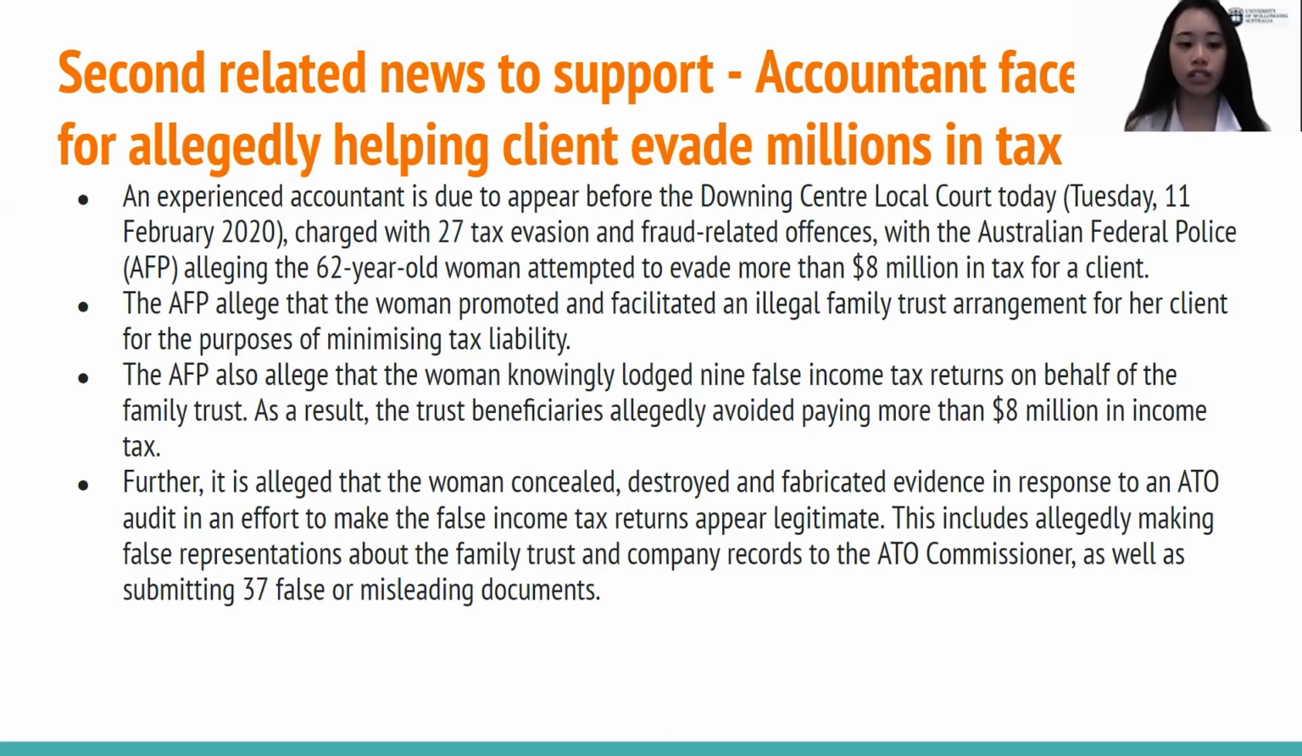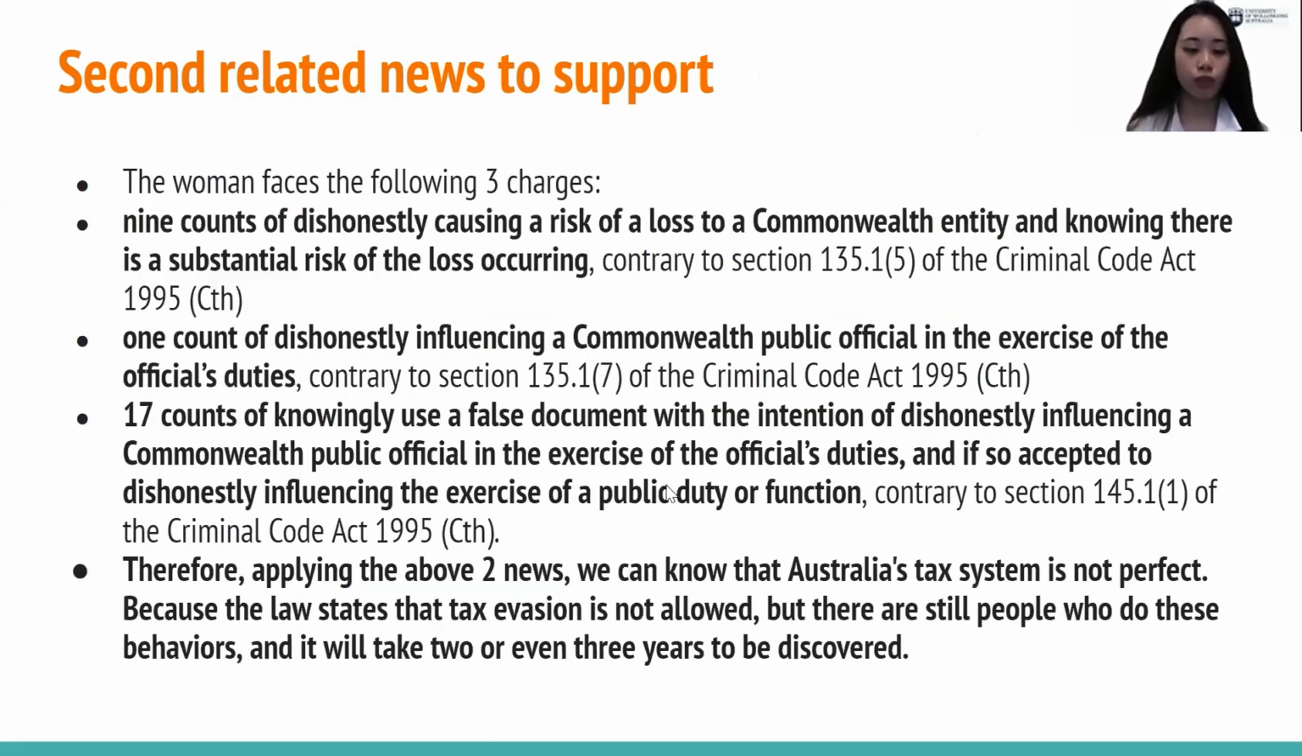This includes allegedly making false representations about the family trust and company records to the ATO Commissioner, as well as submitting 37 false or misleading documents. The woman faced the following charges: 9 counts of dishonestly causing a risk of loss to a Commonwealth entity and knowing there is a substantial risk of the loss occurring, 1 count of dishonestly influencing a Commonwealth public official in the exercise of their official duty, and 17 counts of knowingly using a false document with the intention of dishonestly influencing a Commonwealth public official in the exercise of their official duty.